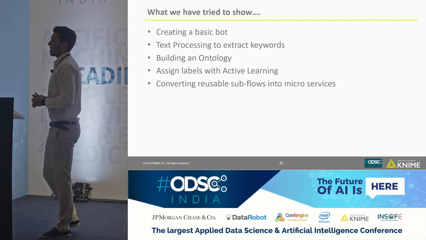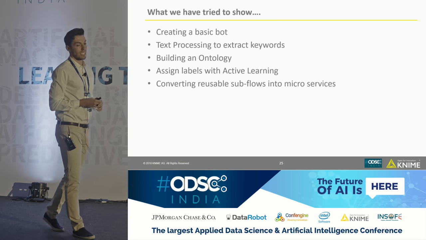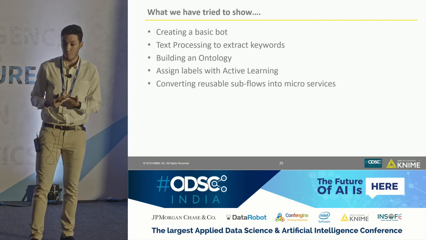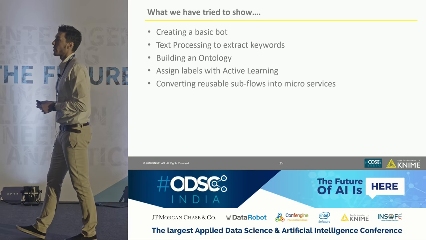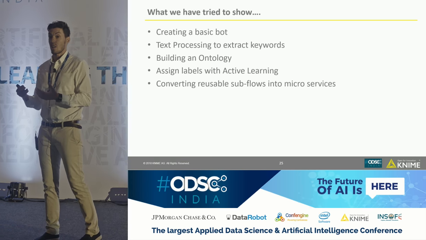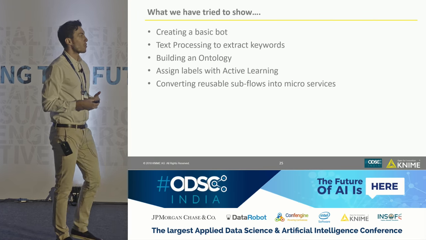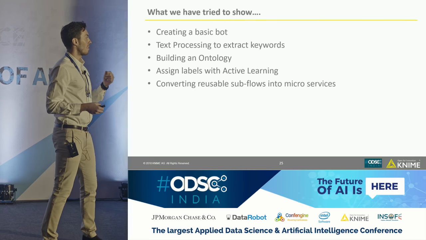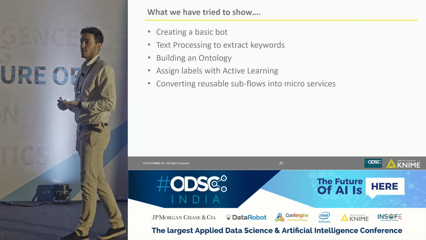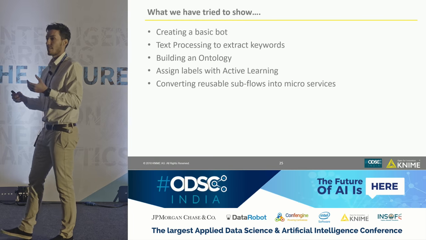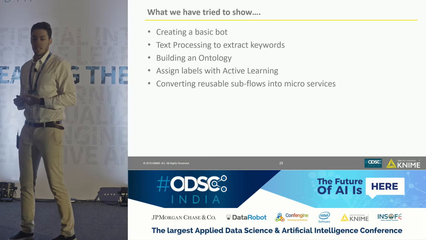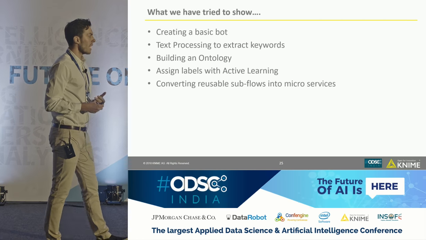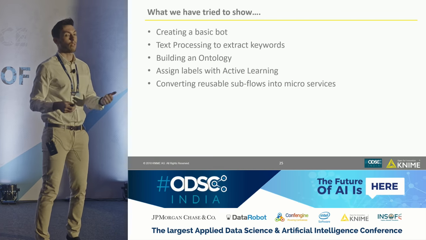What I tried to show in this presentation was how to create a basic bot, also the text processing that involves understanding the question asked by the user, as well as the keyword extraction, how to build an ontology, which is a really important task when you don't have a data set that has a class system, how to assign labels with the active learning cycle, and also how to convert a reusable subflow into microservices.